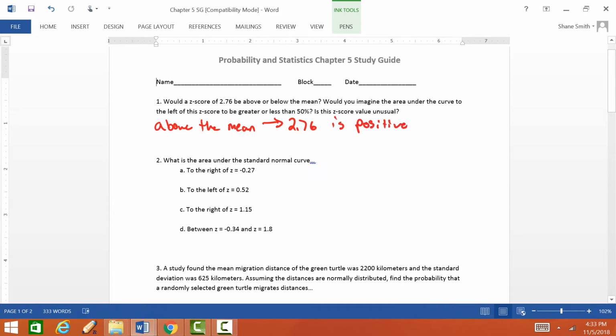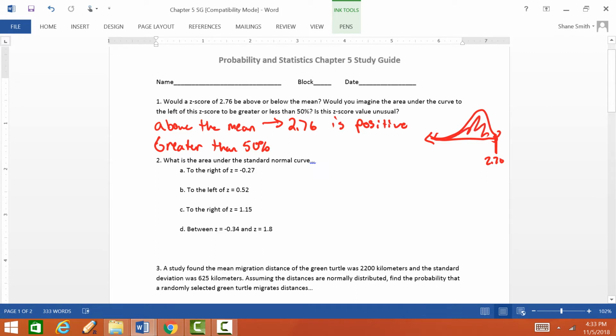Would you imagine the area under the curve to the left of the z-score to be greater or less than 50%? We would say greater than 50. And you shouldn't need to use the table for this question. If you just think about it, if this is your normal curve, 2.76 is way out here, and if I shade this area, that's more than half of the curve.